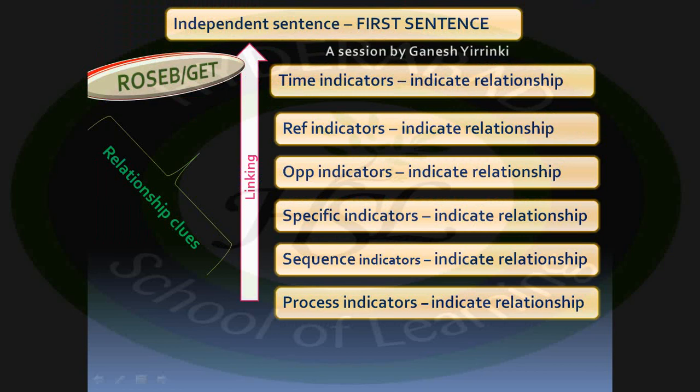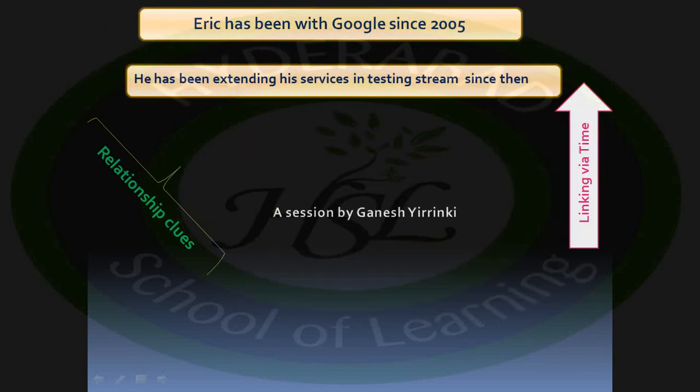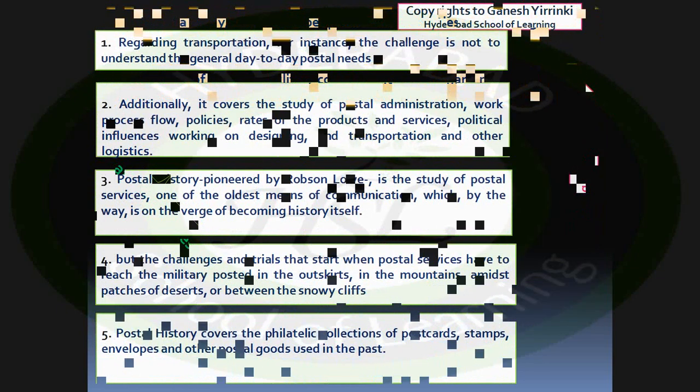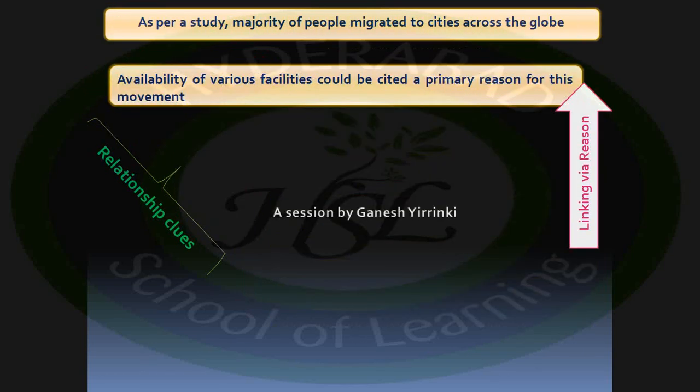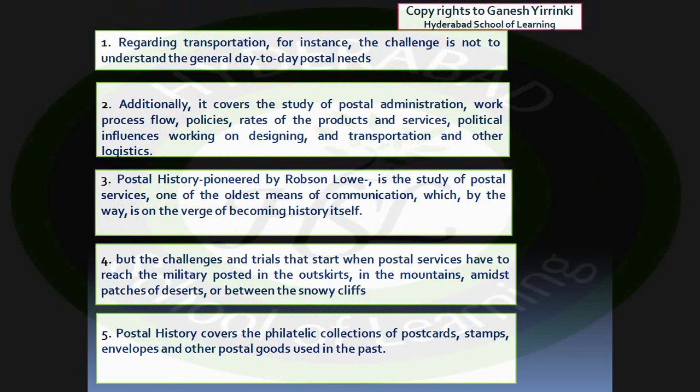Maybe you can also say explanation indicators, or extension indicators, because in our ROSE BED technique, E stands for explanation, extension, or elaboration also, right? So a sentence which extends, maybe, so 3, 5, and then 2. 2 is simply adding something to the previous sentence. Third and fifth, then the second sentence. So after 3 and 5, the second has to come, right?